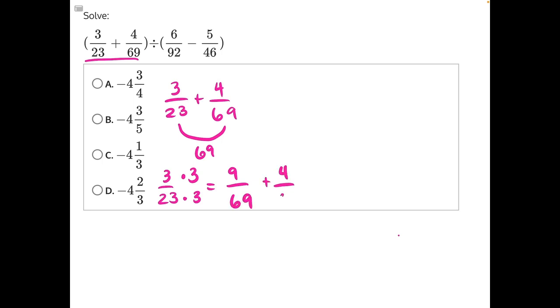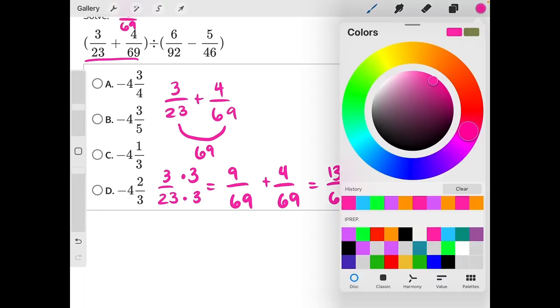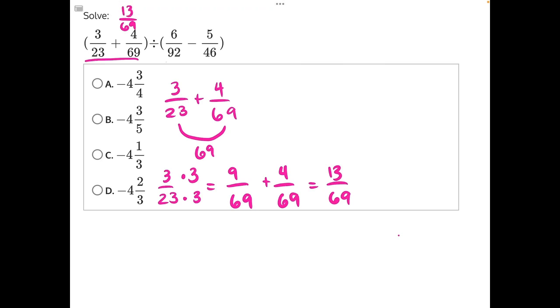And now we can add. 4 plus 9 will give us 13 over 69. That is our first fraction. Then over to our other set of parentheses, we have 6 over 92 minus 5 over 46.